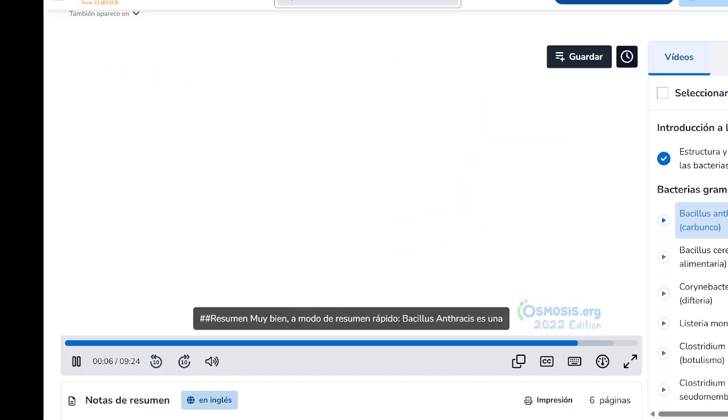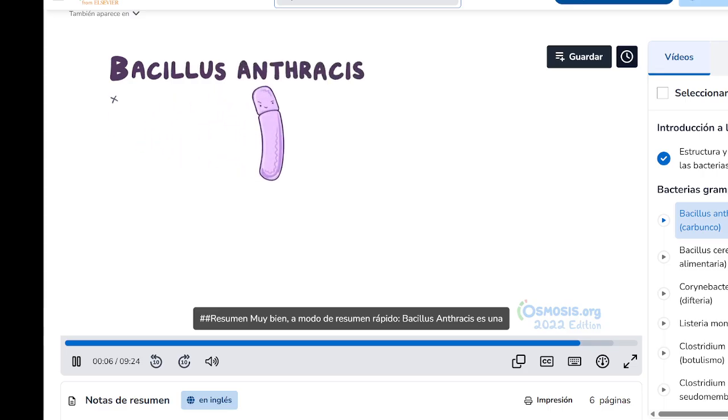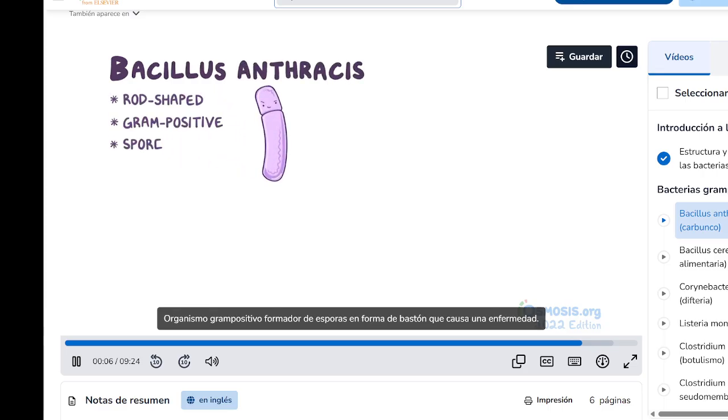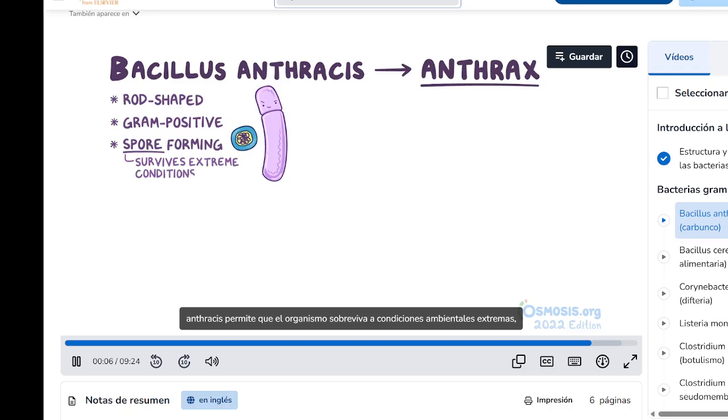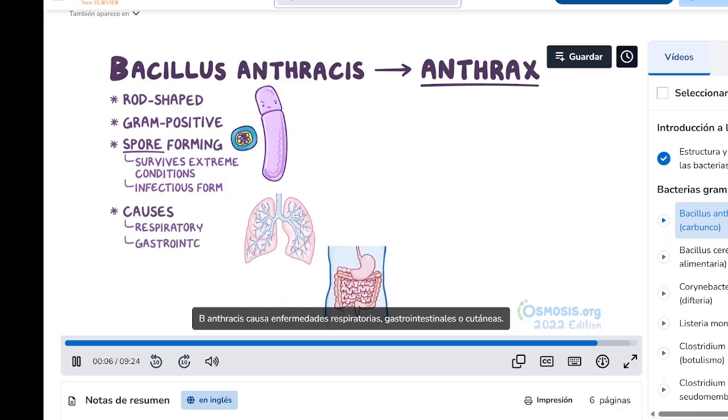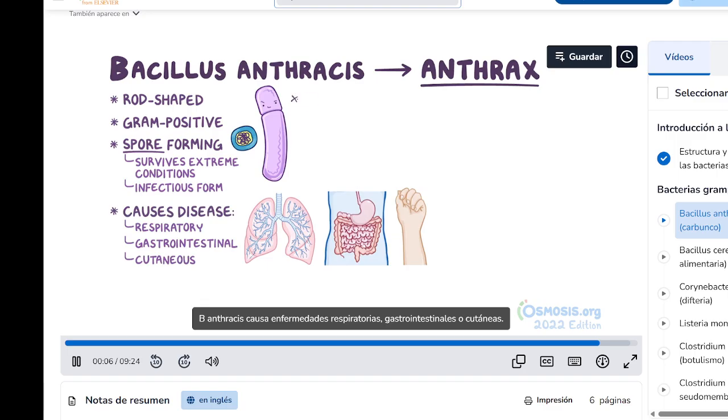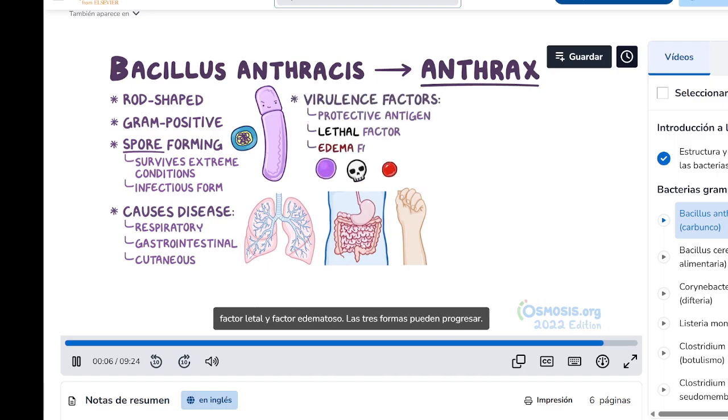Alright, as a quick recap, Bacillus anthracis is a rod-shaped, gram-positive, spore-forming organism that causes a disease called anthrax. The spore form of B. anthracis allows the organism to survive extreme environmental conditions, and it's also the infectious form of the bacterium. B. anthracis causes respiratory, gastrointestinal, or cutaneous disease, using virulence factors like protective antigen, lethal factor, and edema factor.